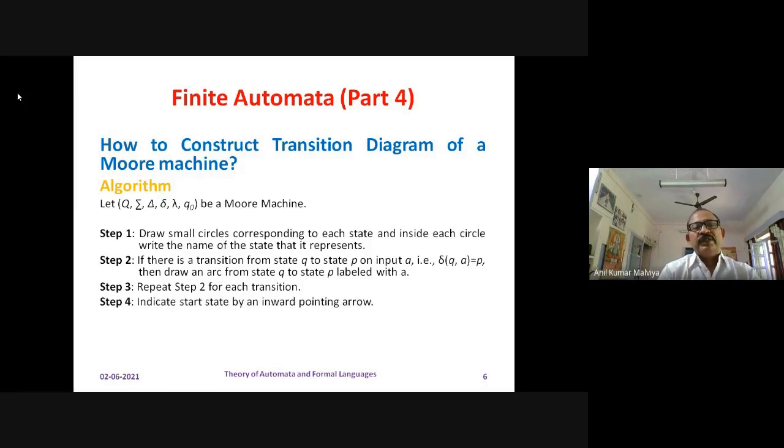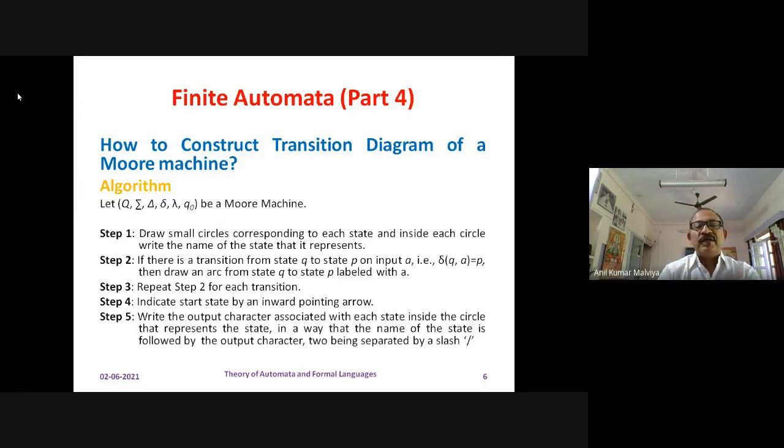Step 4, indicate the start state by an inward pointing arrow. Here you can see there are no final states. Step 5, write the output character associated with each state inside the circle that represents the state, in a way that the name of the state is followed by the output character, the two being separated by a forward slash. Okay, with the help of these 5 steps, we can construct a transition diagram of a Moore machine.